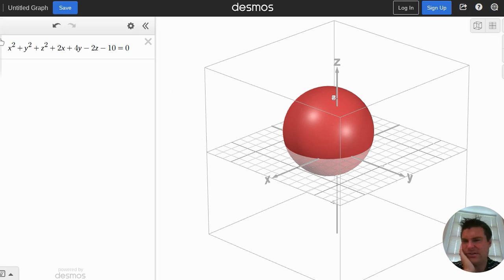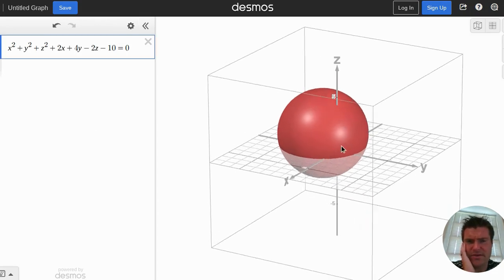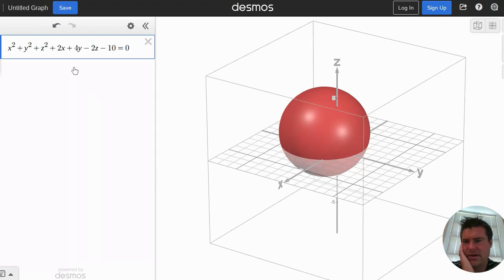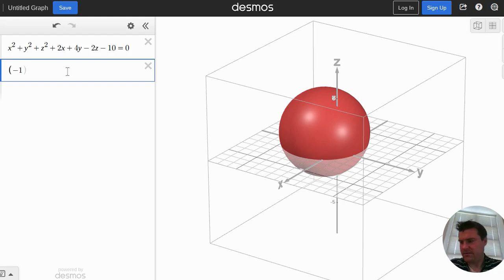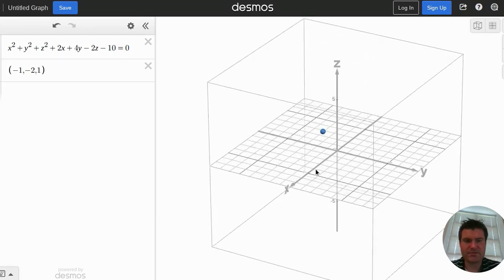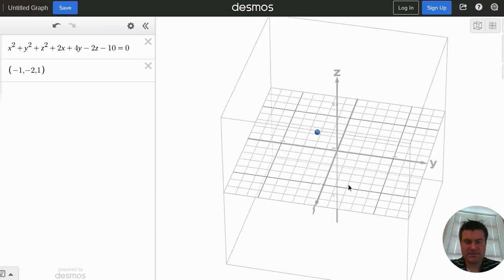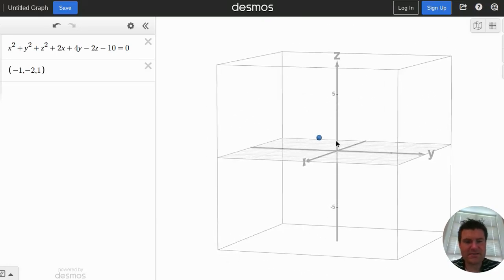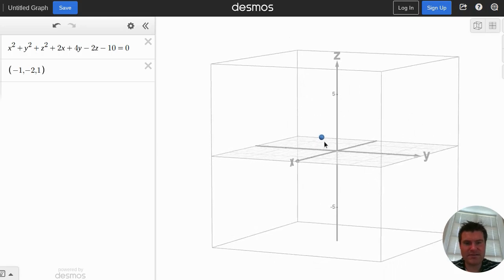I wish this was a little bit see-through. That way you can see what's going on, but you can see where the center is. Actually, maybe I can even just plot the center for you. -1, -2, 1. You can see that point. So it's right there. It's just kind of chilling. If I move this around, you can see it's -x, -y, and then positive z.